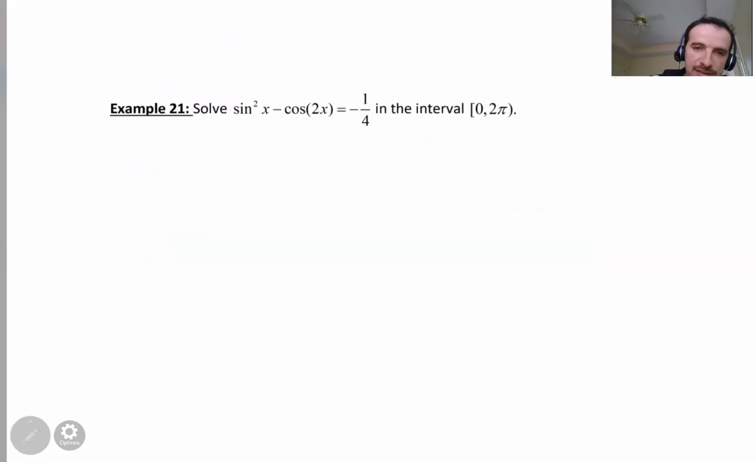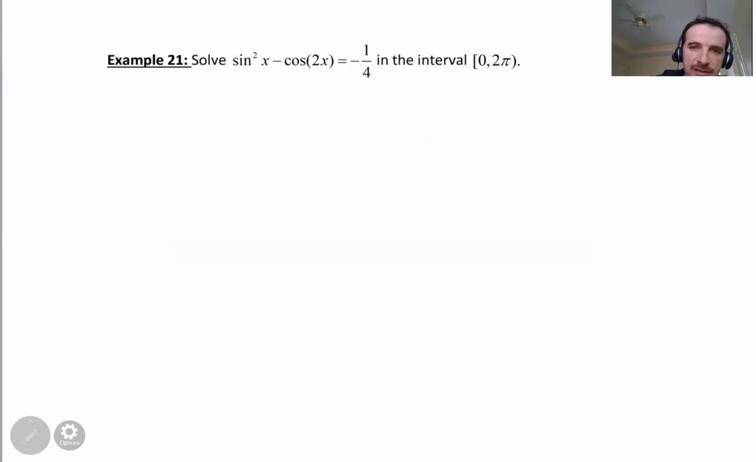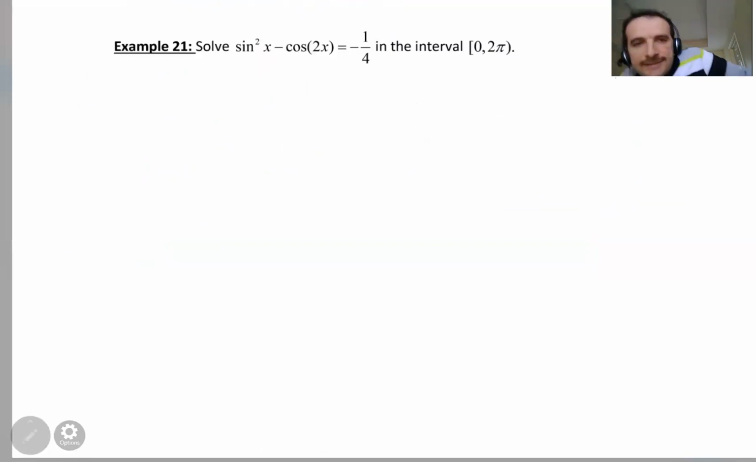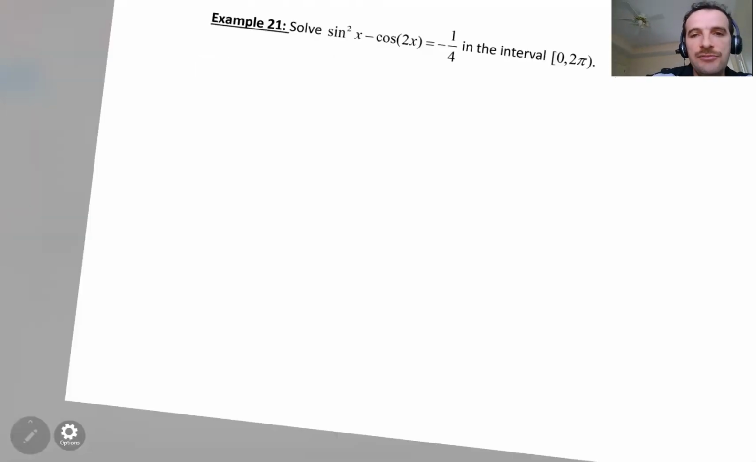And the last example in this section: sine squared x minus cosine 2x equals negative 1 over 4. Okay, so we have cosine 2x, so we need to use the double angle formula for cosine 2x. But there are three double angle formulas for cosine 2x. It is good to use the one that has just sine in it, right? Remember that one? Let me remind you.